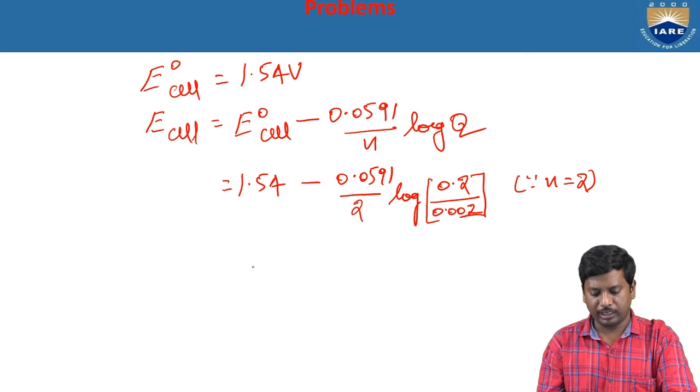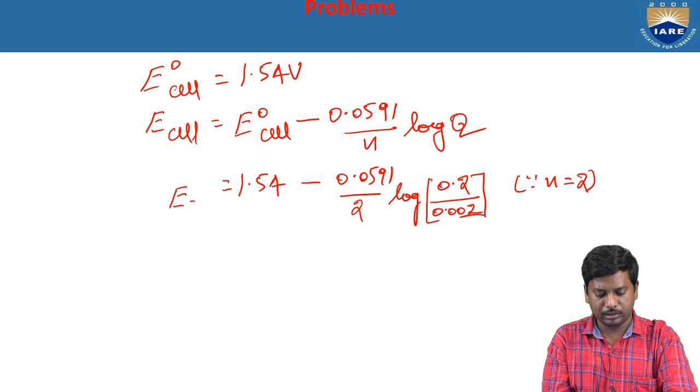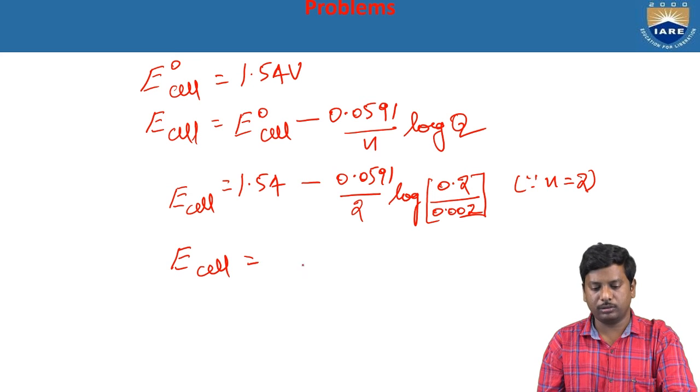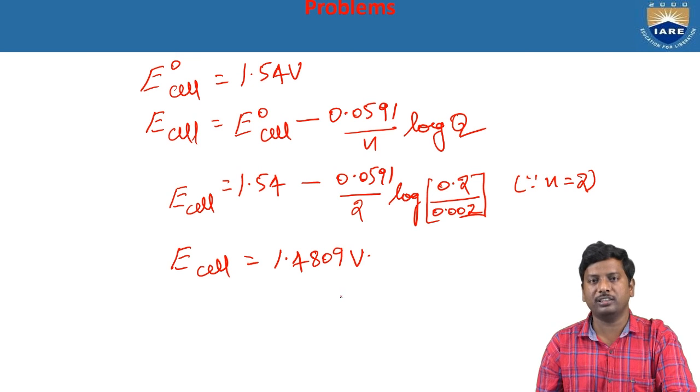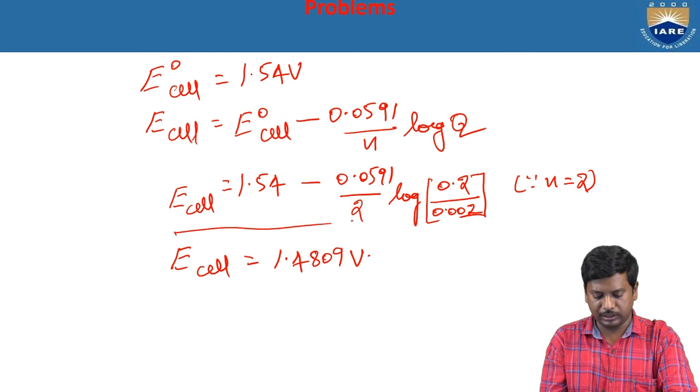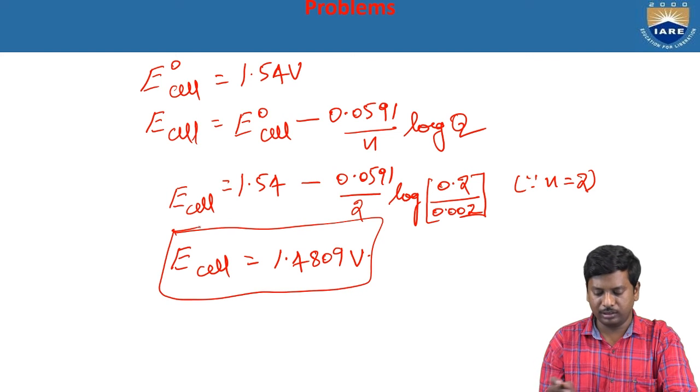Finally we got the value of the cell potential. E cell is equal to 1.54 minus the log term, which gives 1.4809 volts. So this is the solution for the given problem.